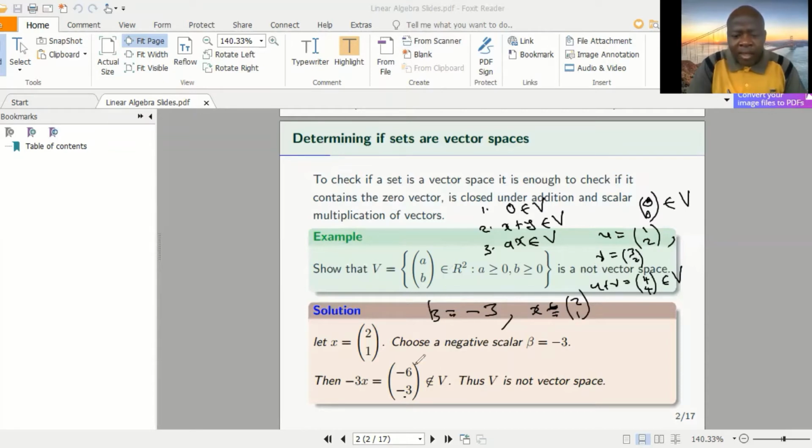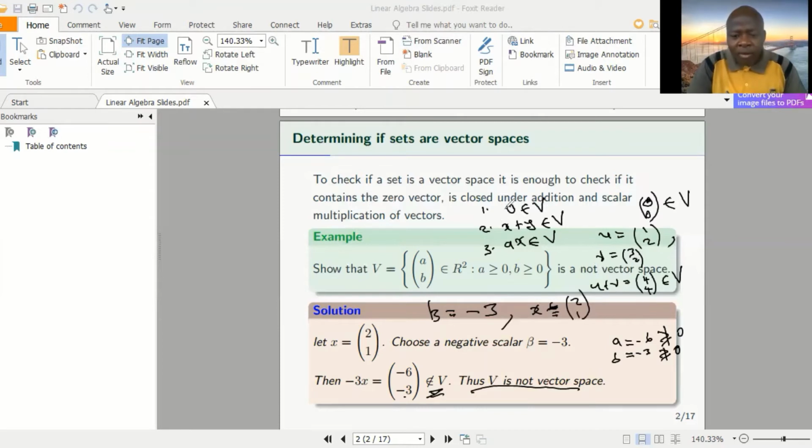Now my A is -6, and my B is now -3. And I can see that -6 is not greater than 0. And this one is also not greater than 0. So that means the product of this scalar and this vector is not in V. In other words, V is not a vector space.